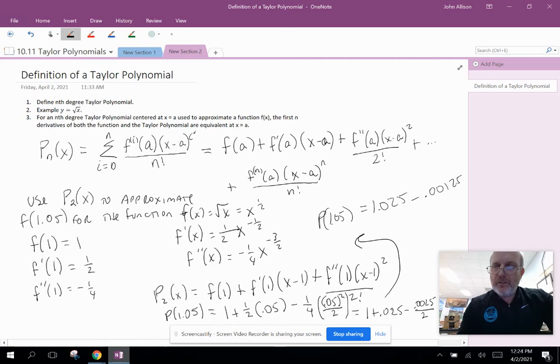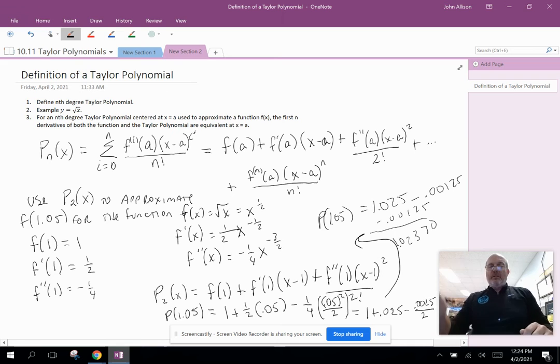If we add those together, yes, if we add those together, we'll get 0.05. So if I subtract that, it's minus 0.00125. Let's say that's going to equal 5. This is going to be 7. This is going to be 3. This is going to be 2, 0. 1.02370.